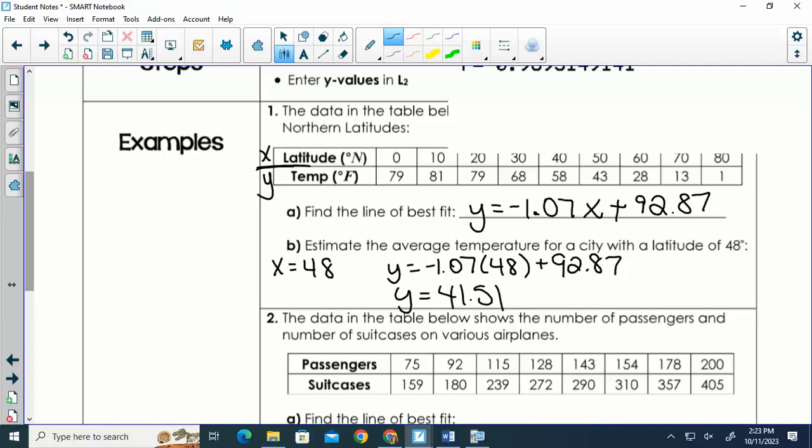And what would my label on that be? Y was degrees Fahrenheit.